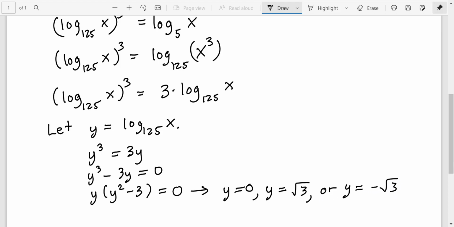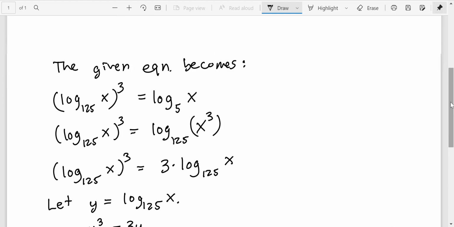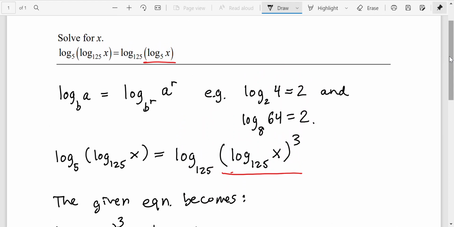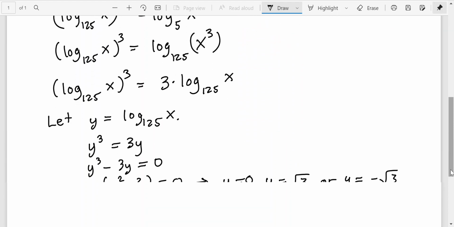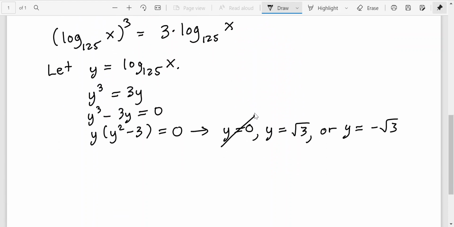Remember what y is. y is equal to the log base 125 of x. But if we look at the original equation given to us, on the left-hand side, we see that the log base 125 of x, or in other words, y, is being used as an input to this logarithm base 5. Well, an input to a logarithm must be a positive number. It can't be negative, it can't be 0. So these are not possible answers for y. So that leaves just the square root of 3.